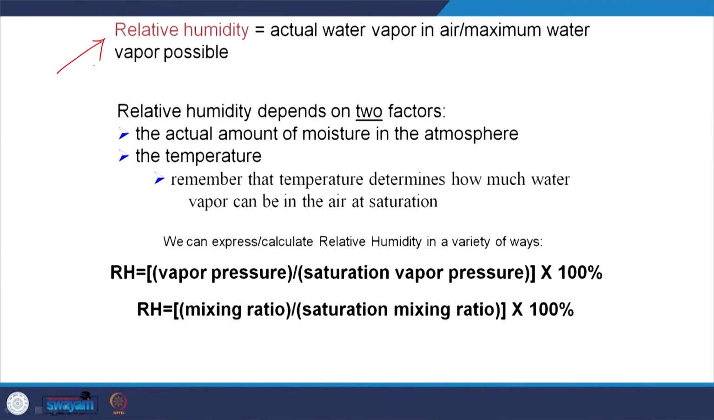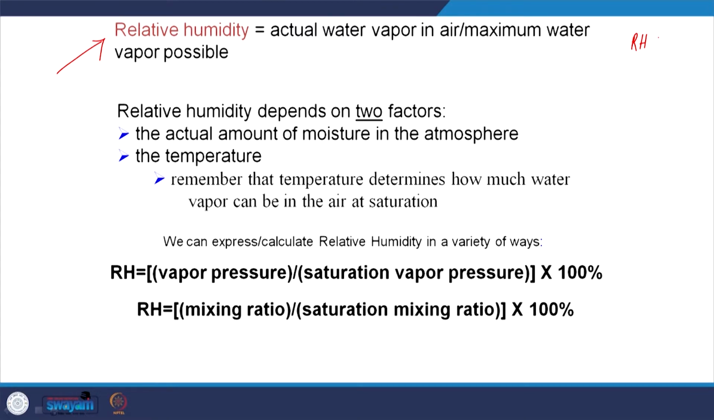Then we define what is called the relative humidity. A very important variable in atmospheric physics is what is called the relative humidity. This is familiarly known as RH. So, relative humidity is the actual water vapor in air with respect to the maximum water vapor that could be contained within this air parcel.